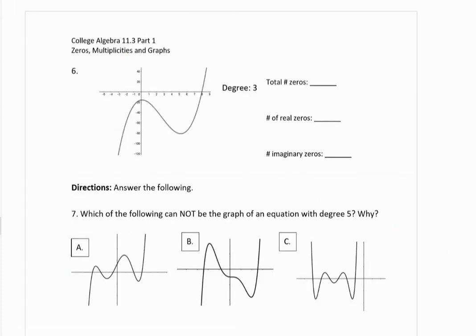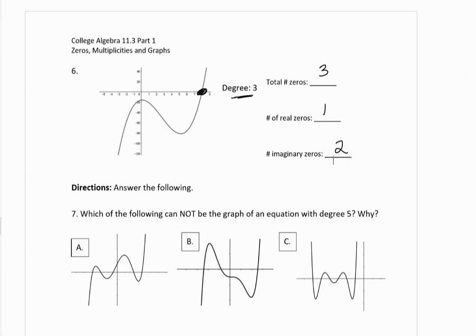Okay, problem 6, I have degree 3, so I have 3 zeros because they're all distinct. I'm given that in the directions, so I know I have 3 zeros. Here I only have 1 real zero, so that means the other 2 have to be imaginary.